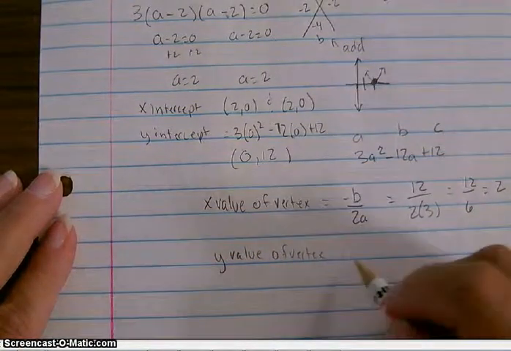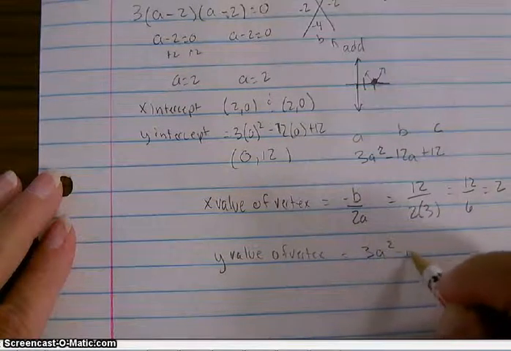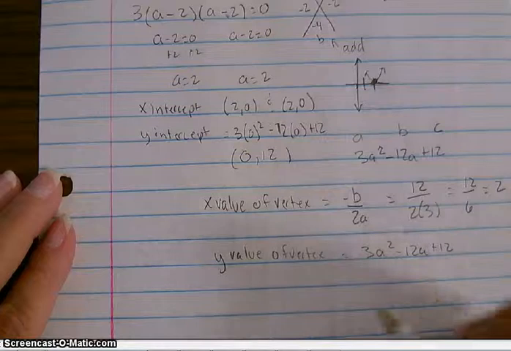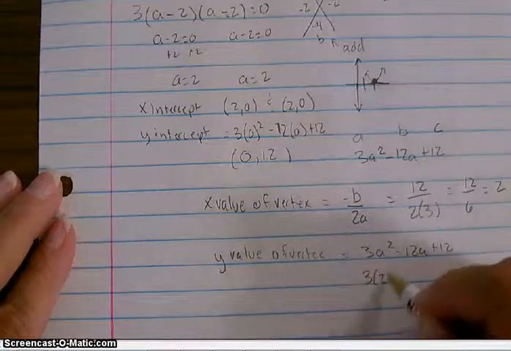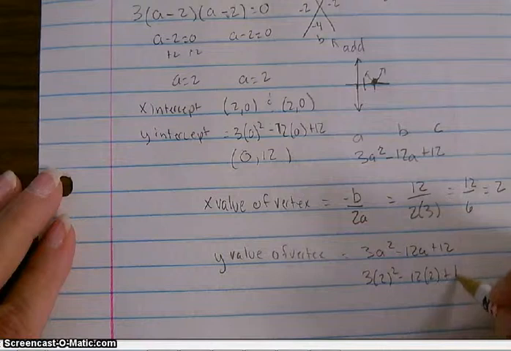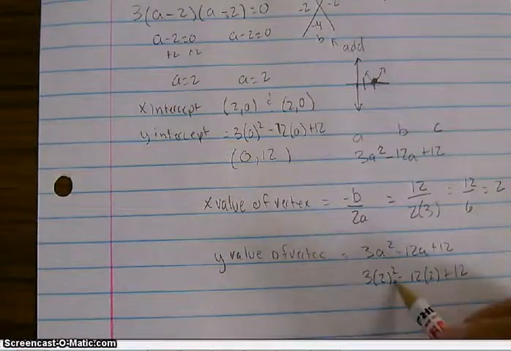Okay, so the original equation is 3a squared minus 12a plus 12. Take my x value and plug it back into the equation. So I get 3 times 2 squared minus 12 times 2 plus 12. Okay, so now I'm going to do the math. This would be 3 times 4.